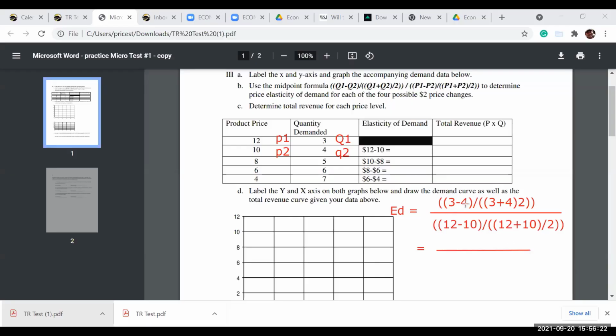So 3 minus 4 equals negative 1. Now that's divided by, so now let's do what's in these parens here. That's divided by 3 plus 4. Okay, so 3 plus 4 is 7. But I left out a division sign, so let's add something here. There needs to be a sign for division right there. That 3 plus 4 is divided by 2. So 3 plus 4 is 7, and 7 divided by 2 is 3.5.